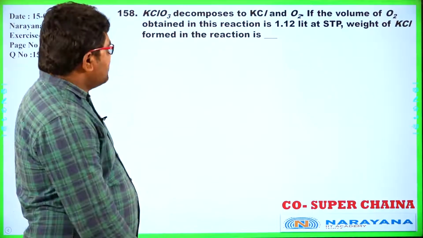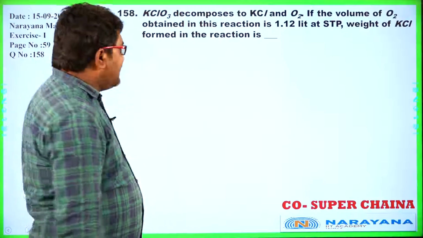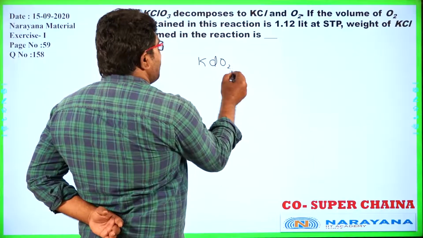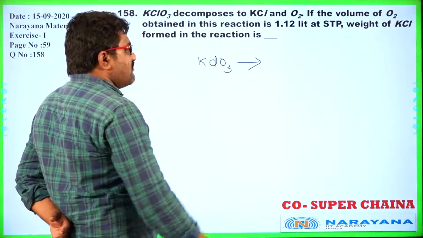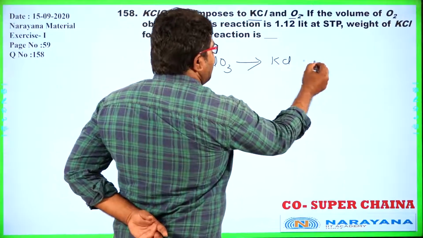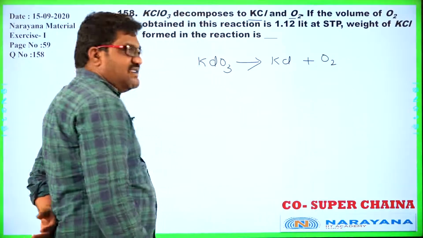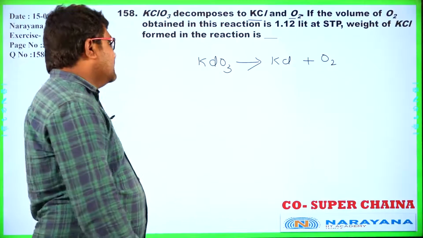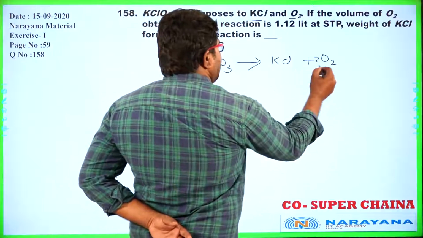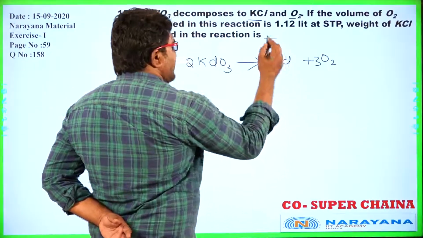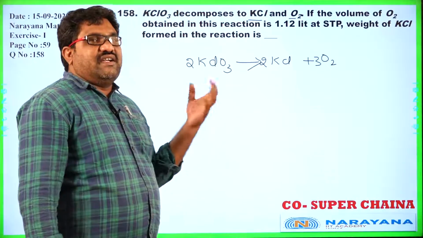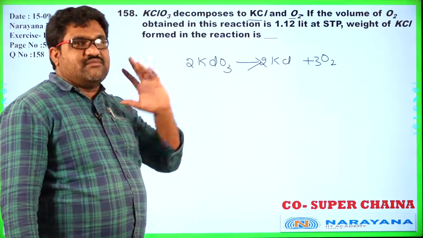From that, definitely we can write a chemical equation which involves the decomposition of KClO3. On decomposition, what are the products? He has given that information. The products are KCl and O2. After writing this skeletal equation, definitely we have to balance that. So here, how can I balance it? 2 KClO3 on decomposition will give 3 moles of O2 and 2 moles of KCl. He has given the volume of one product and asked about the weight of another product. So it is called weight volume relation.